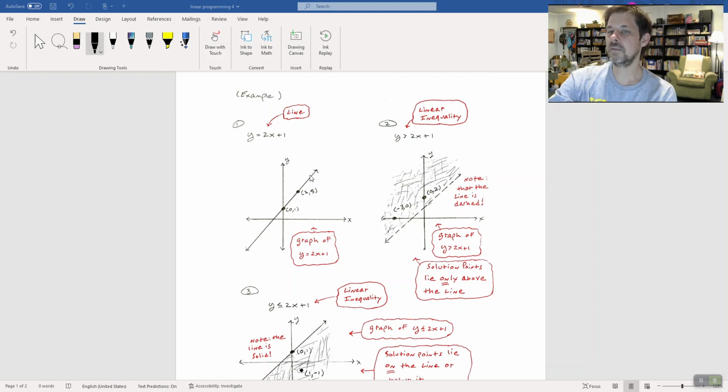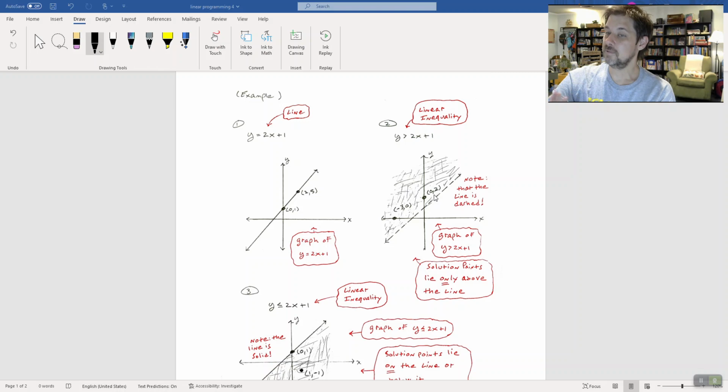That line, I guess you could say, is all the points x and y where the y is equal to 2x plus 1. The inequality would be all the points x and y where the y is more than 2 times the x plus 1. So here I've highlighted a few points that would be in our graph. So our graph is this dashed line with the shaded portion above it, okay?